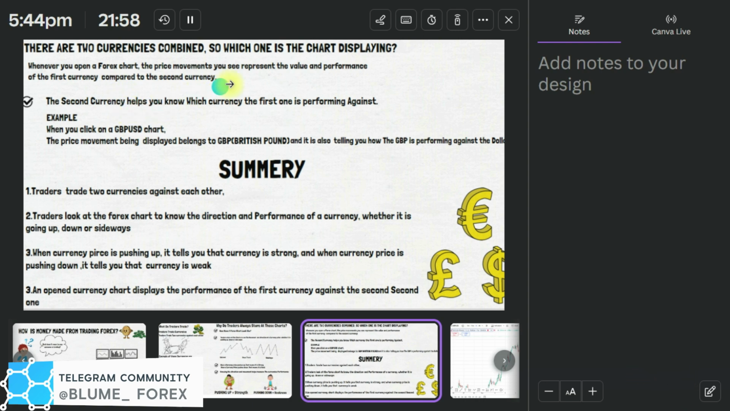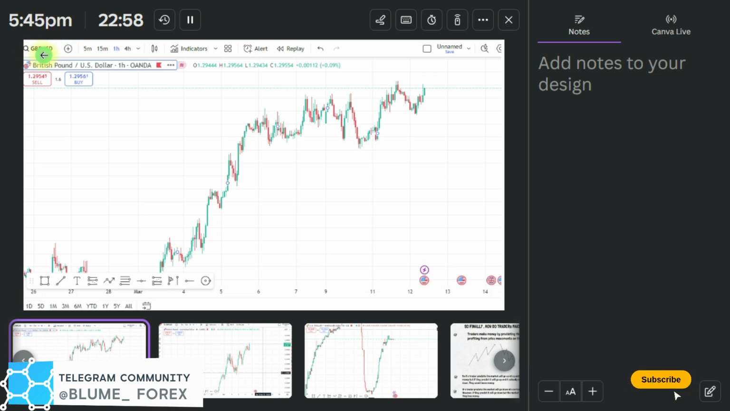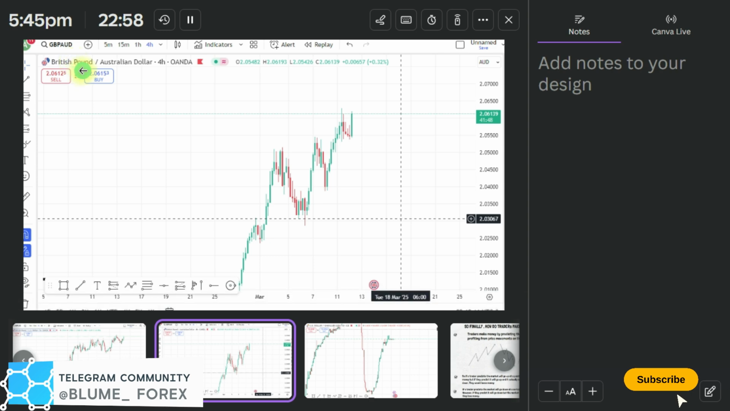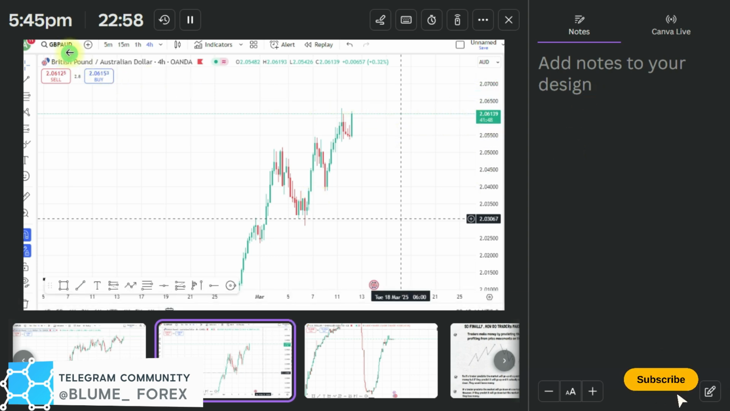Now, the second currency helps you know which currency the first one is performing against. So yes, the second currency is going to help you know which currency the first one is performing against. So in this case, GBP is performing well against USD. Now on this chart, GBP AUD, so the Great British Pound is performing well against the Australian dollar, right? Yes. Now, as I said, the markings on the right represent the currency being traded against. So in this case, the marking here is going to represent the Australian dollar.